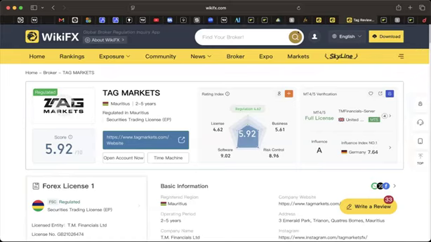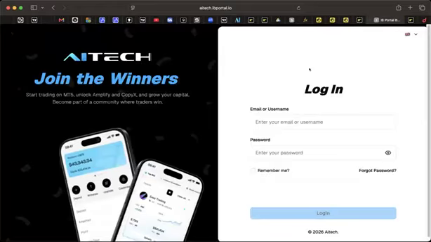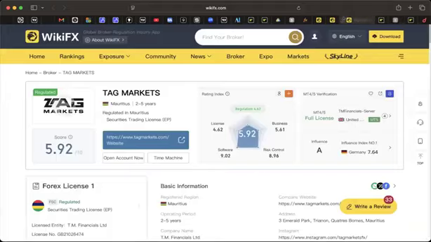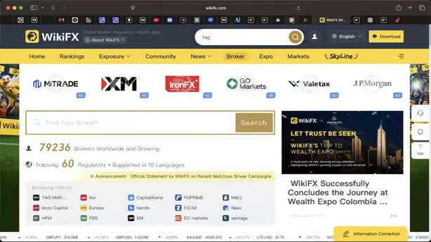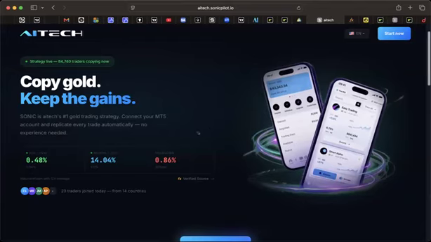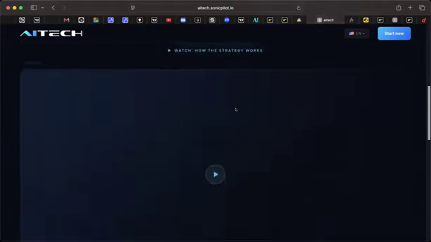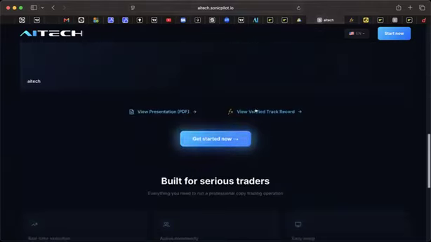Then the second tool that you need to know, how effective, do we have any report card about this particular tool, is nothing but the Sonic AI that produces those results. Now I'm going to click that. We said copy gold, keep the gains. What makes that possible is called Sonic AI.